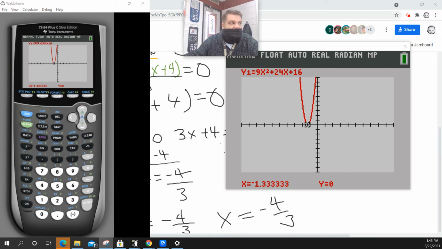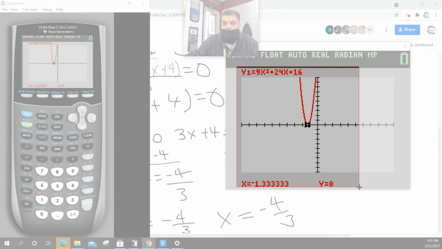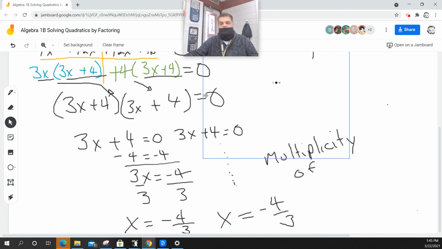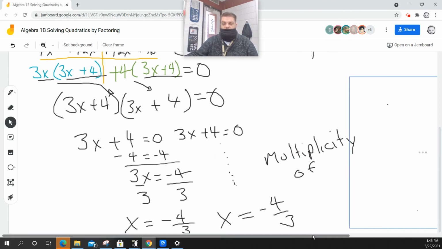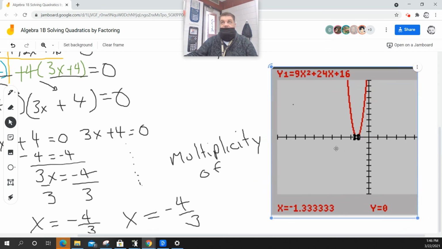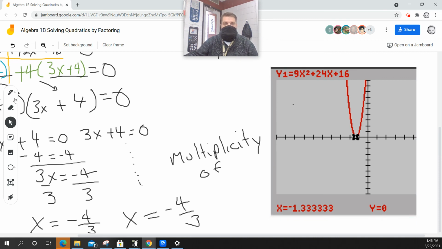So it's a multiplicity of 2 because it's a second-degree polynomial, like all quadratics. So you have to have 2 solutions. But when you get a multiplicity of 2, that means you're just going to touch the x-intercept. In other words, mathematically, it crosses twice at that point, okay? So this point right here crosses at negative 4 over 3, comma 0.